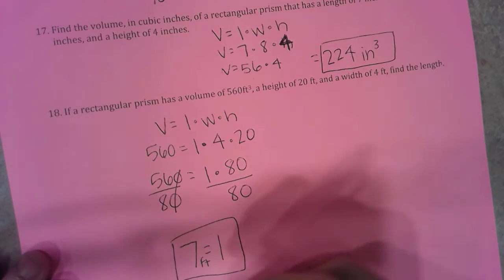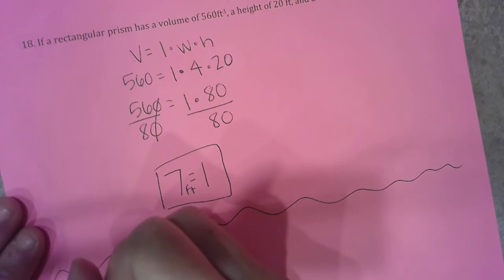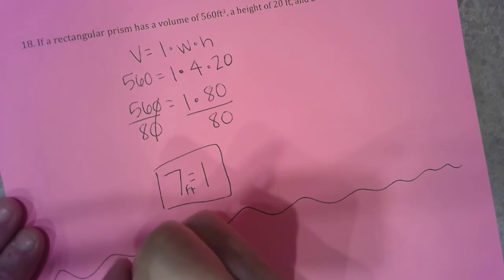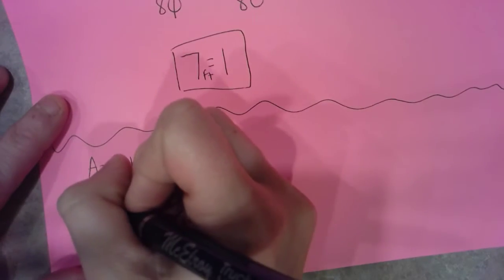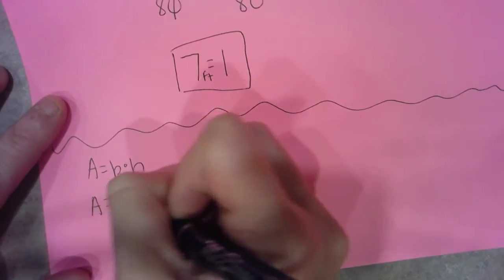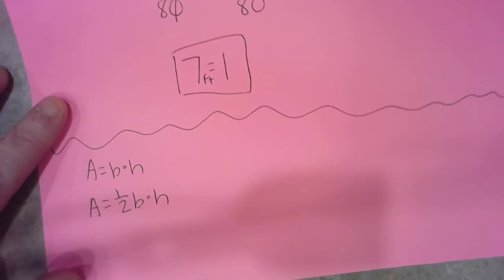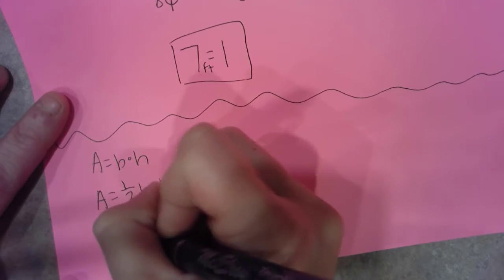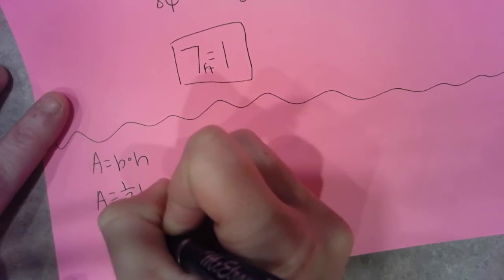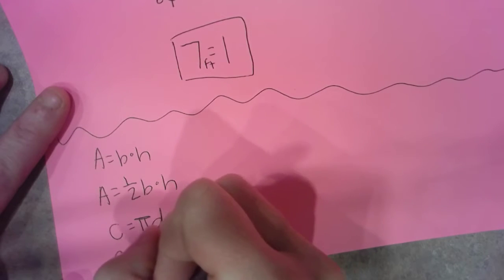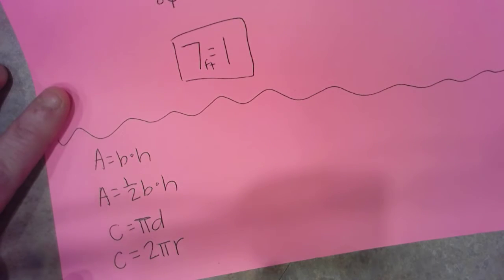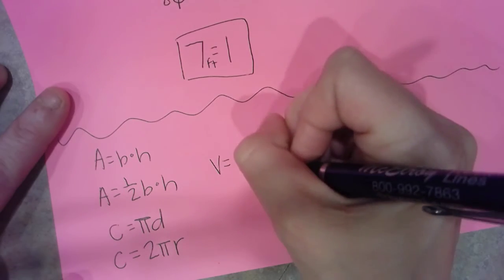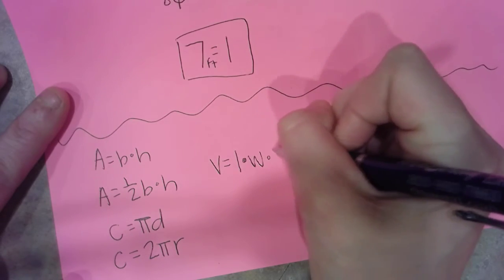As far as memorizing formulas, you need to know the area of a parallelogram is base times height, just like a rectangle. You need to know the triangle area equals 1/2 base times height. You need to know the two formulas for circumference. So we use this formula if we're given diameter, and we use this formula if we're given radius. And then finally, the volume of a rectangular prism is length times width times height.